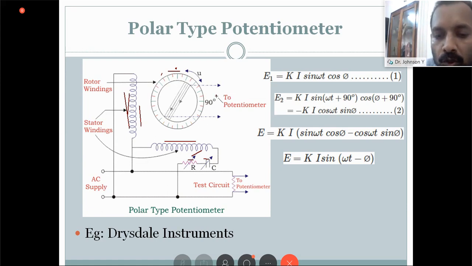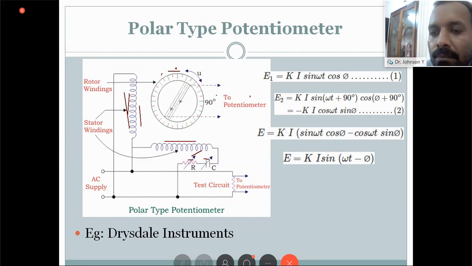This phase splitting transformer is connected to the potentiometer, because the potentiometer is used for calibrating as well as for unknown voltage measurement, by knowing the voltage drop in the potentiometer. That is not shown in this figure. By setting the voltage drop in the potentiometer, we can find out the AC supply to be measured. We can use that by comparison.